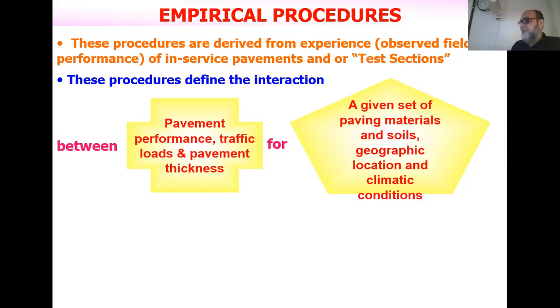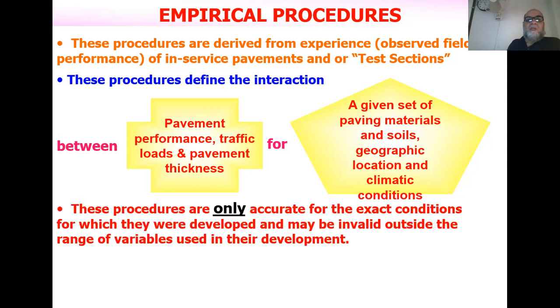And if you have an alternative method that can give you enough evidence for 200 million, more than 70 million, go for that. So that's what the bottom line is: empirical models are accurate only for the exact condition for which they were developed, and may be invalid outside the range of the variables used in the development.